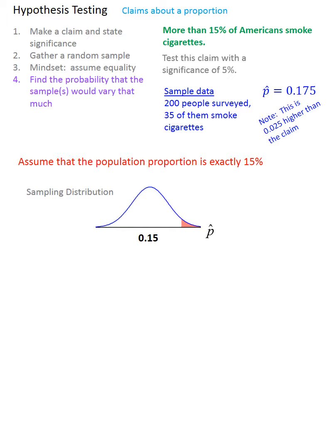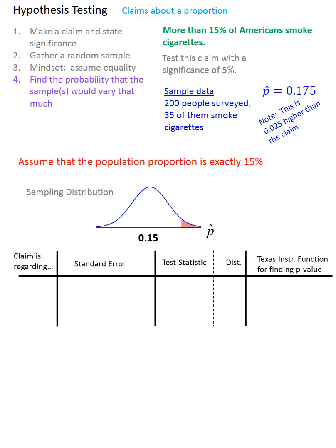So, step 4, which is really the second step for a statistics student, we have to find the probability that a sample can be this far away if the null hypothesis is true, that 15% of Americans smoke. Now, in order to compute this probability, we need something called standard error, a test statistic, which is really the number of standard errors that our sample data is away from expectation. And we're going to use the normal distribution to compute the probability that our sample is that far away.